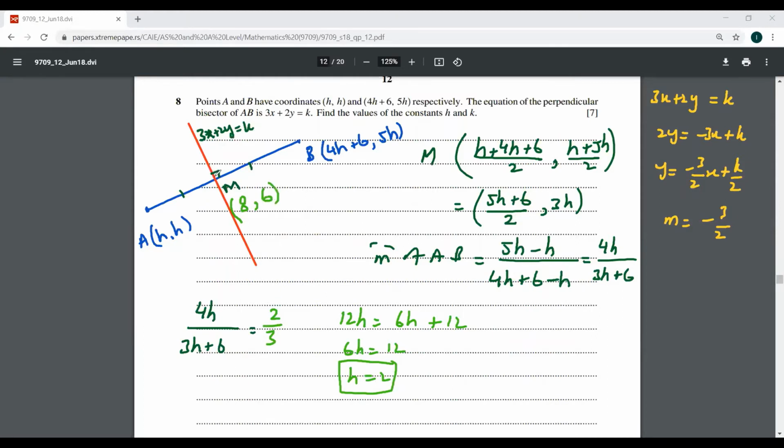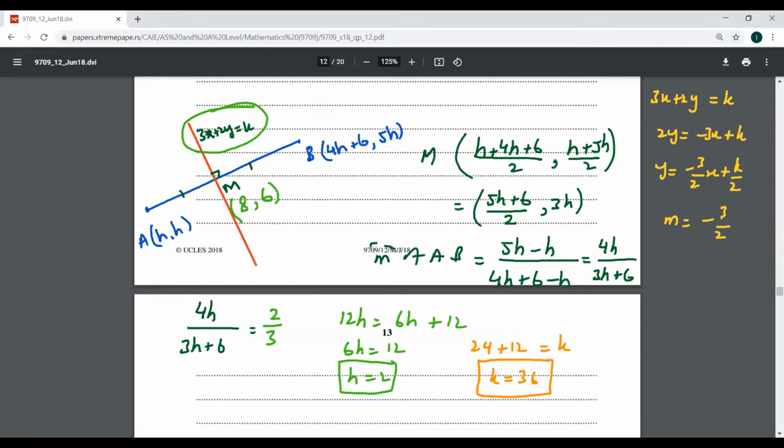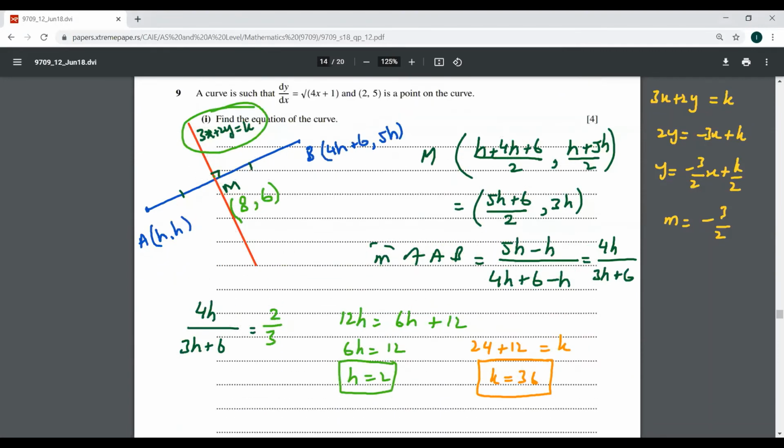So if you put this point M into this equation of the tangent, you will be getting the value of k. Let's do that quickly. So this would be 3 8s are 24 and 2 6s are 12. That is equal to k. So your k is going to be equal to 36. Oh, it was a very long question. Okay, now let's see what is there in question number 9. Here is the question number 9. Okay, your favorite calculus is here.